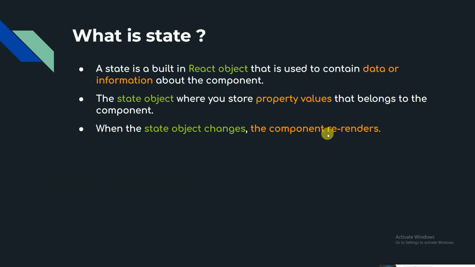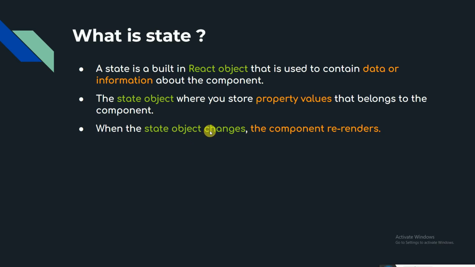So what is state? A state is a built-in React object that is used to contain data or information about the component. Just remember that. The state object is where you store the property values that belong to the component. Understood? It stores the property values.